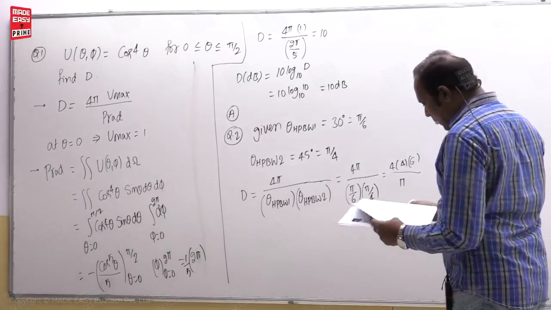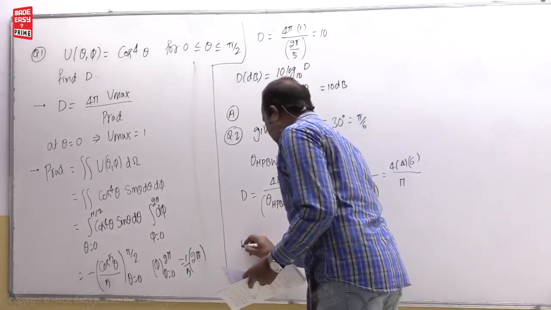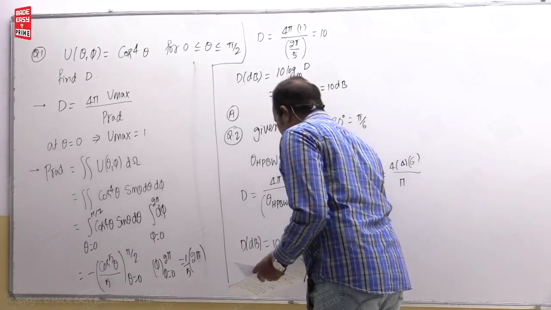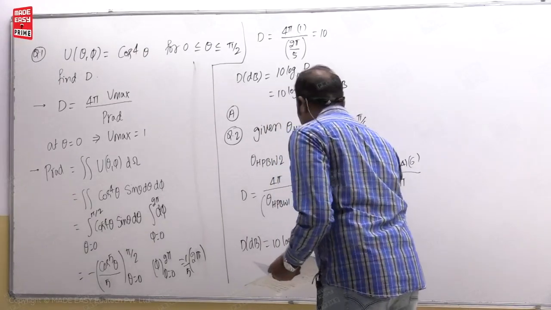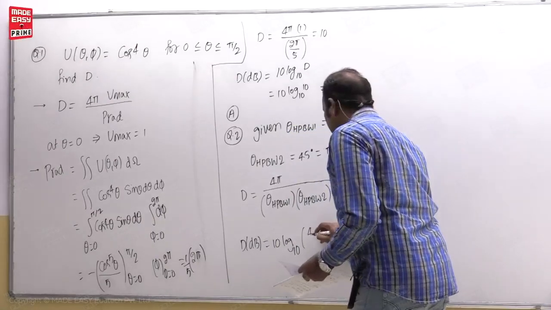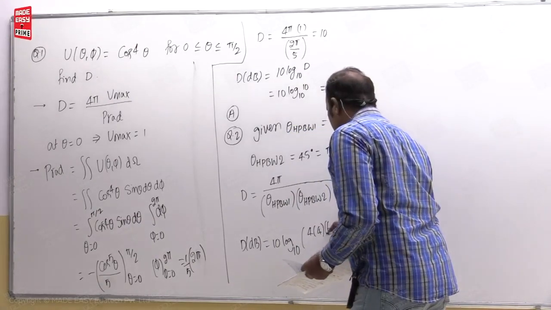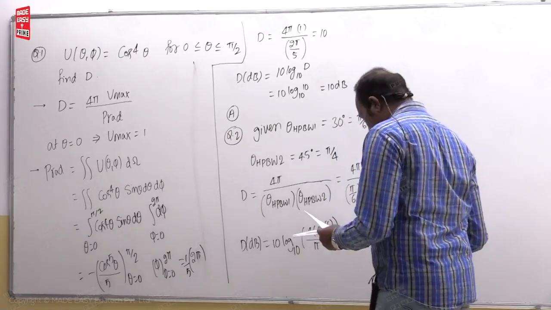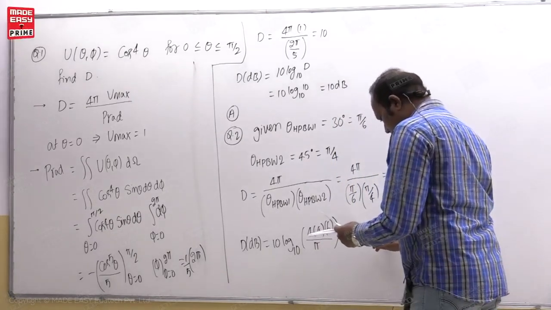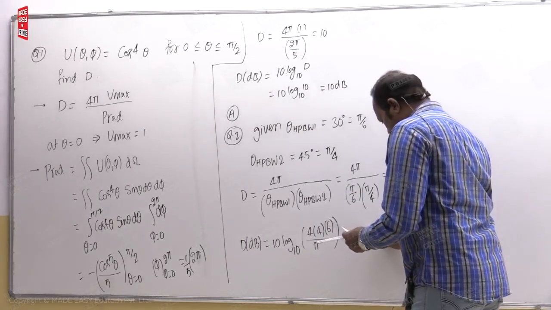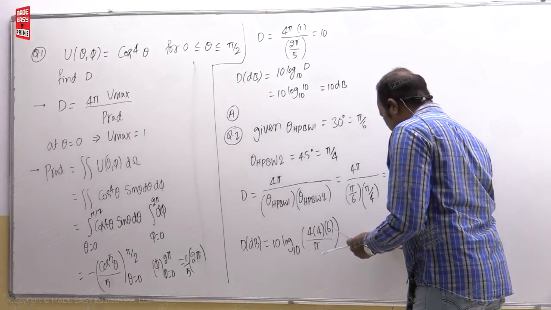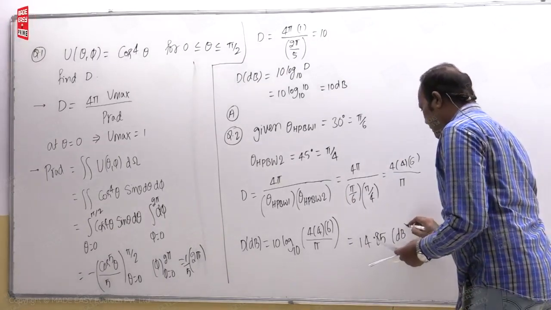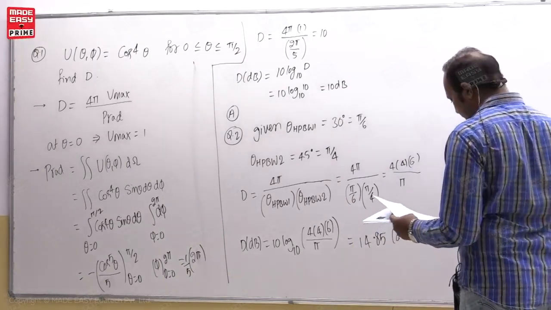Now you want it in decibels, students. So directivity in decibels is equal to 10 log 10 of the directivity, that is 4 into 4 into 6 divided by pi. If you calculate this, the value comes to 14.85 decibels, students. Okay, right.